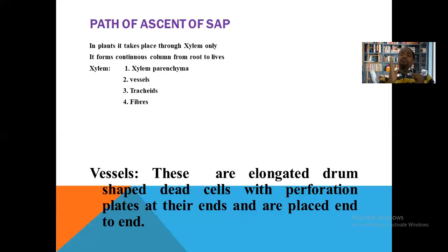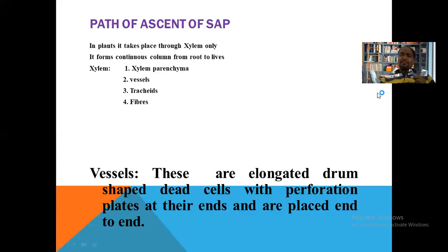We all know the structure of the xylem. It is made up of four components: xylem parenchyma, vessels, tracheids, and fibers. Of these, vessels, tracheids, and fibers are dead cells, and the xylem parenchyma is living. Among these four, the components which play a major role in the ascent of sap are the vessels and the tracheids.